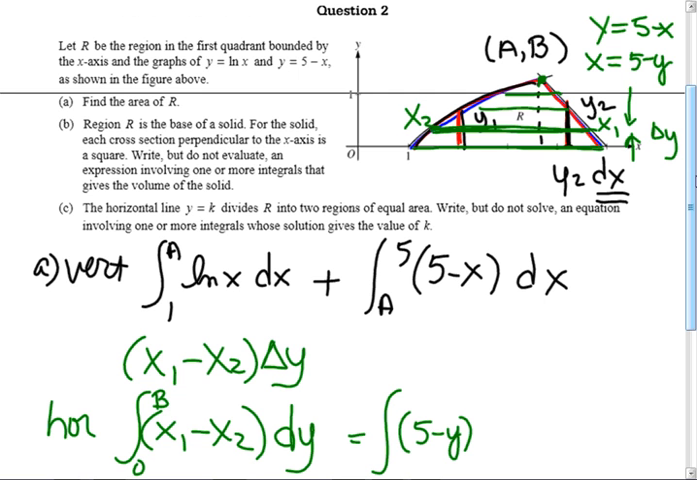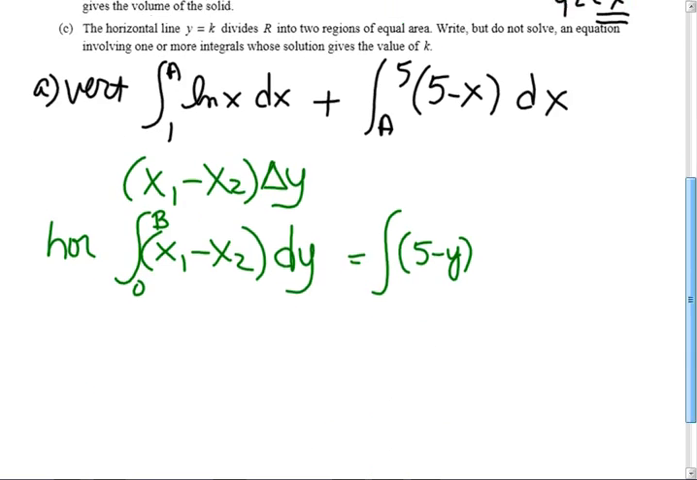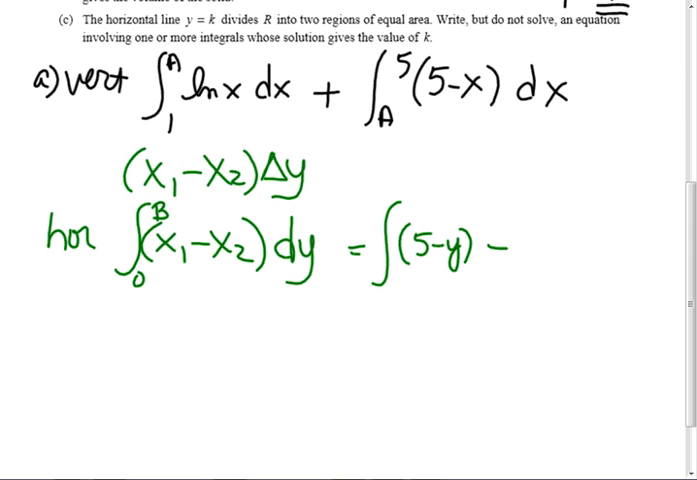And then now I've got to do this one. Y equals the log of x. What's x equal to? E to the y. Exponentiate each side. So e to the y is equal to x. So that's the other one. Minus e to the y dy from, oh, we did that, 0 to b.